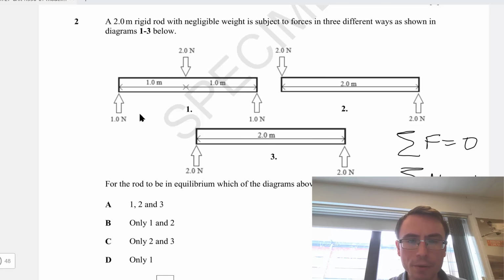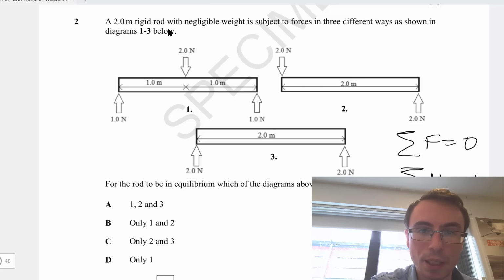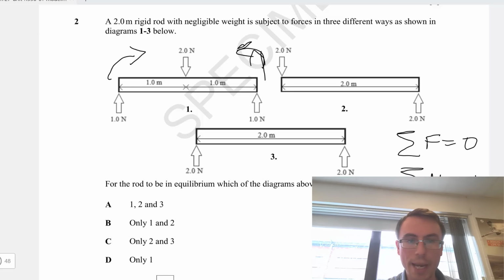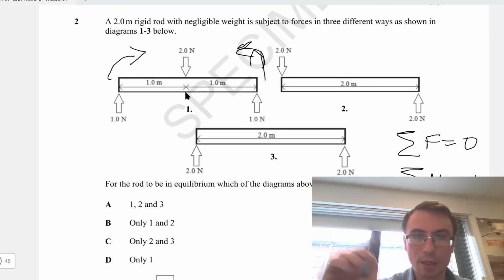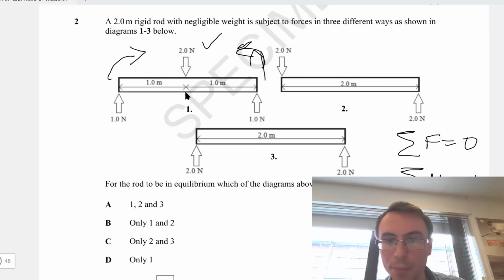But also the sum of all moments has to be 0 around any point. Okay, now let's have a look at this one. So the forces check out. We have 2 newtons going up, 2 newtons going down. The moments as well seem to check out because this one here is going to spin it this way, whereas this one here will spin it this way, and they're equidistant from here. So yeah, this one is in equilibrium.